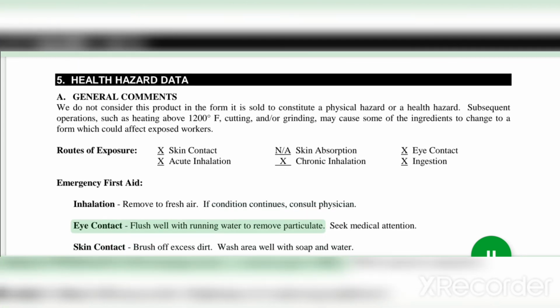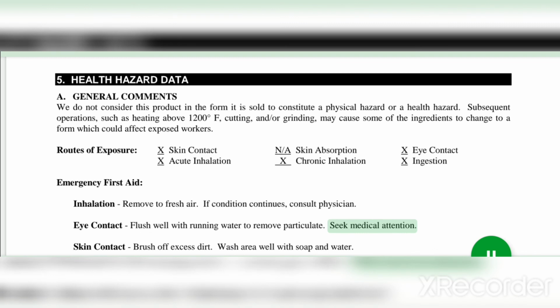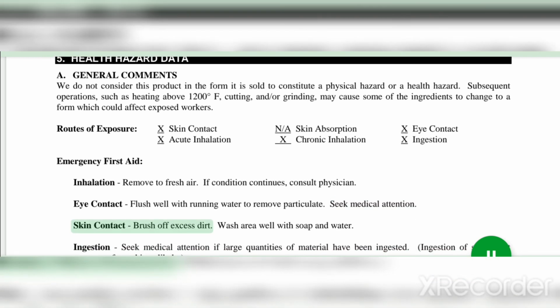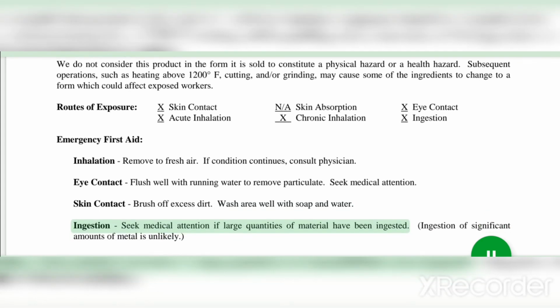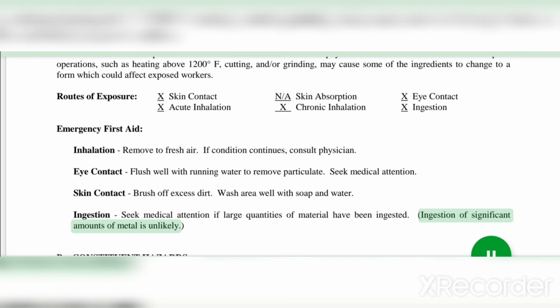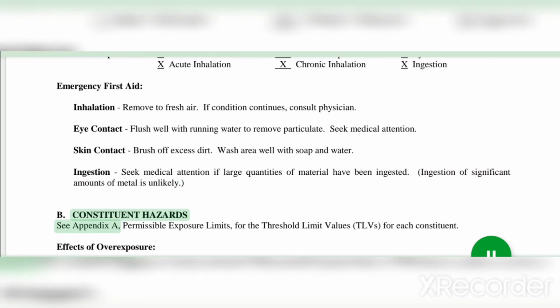Eye contact: flush well with running water to remove particulate. Seek medical attention. Skin contact: brush off excess dirt. Wash area well with soap and water. Ingestion: seek medical attention if large quantities of material have been ingested. Ingestion of significant amounts of metal is unlikely. B. Constituent hazards: see Appendix A for the permissible exposure limits and threshold limit values (TLVs) for each constituent.